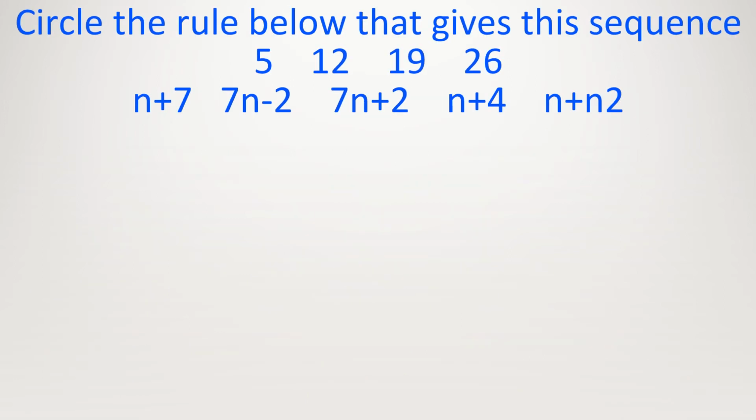Circle the rule below that gives this sequence. 5, 12, 19, 26. n plus 7, 7n minus 2, 7n plus 2, n plus 4, or n plus n squared. Use the same method as before. I will give you 9 seconds.